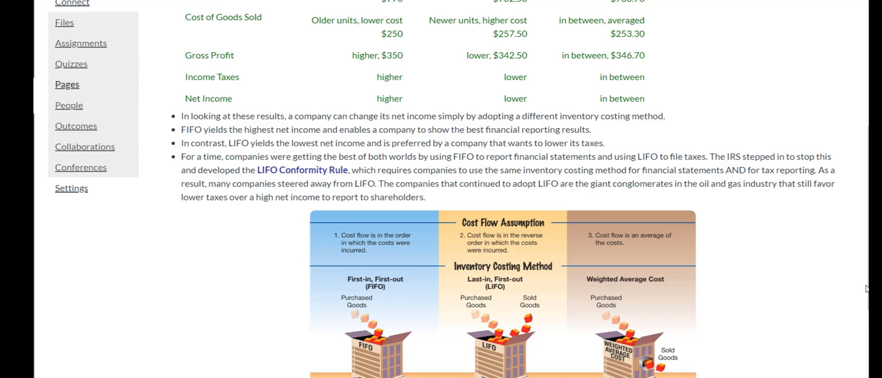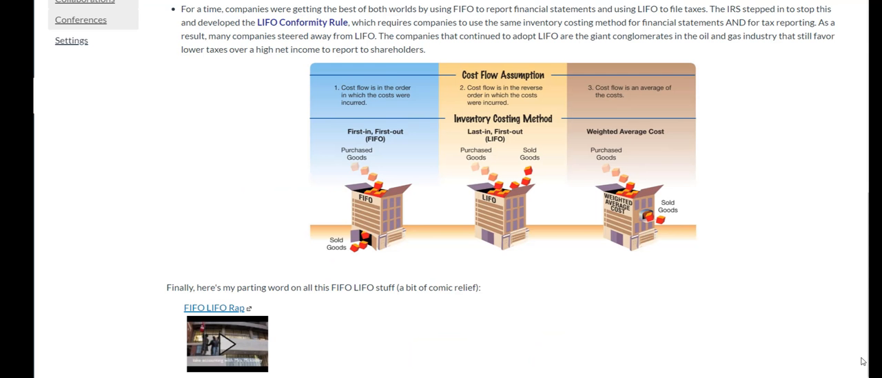An interesting note regarding LIFO is that this method of inventory costing is only prescribed under U.S. GAAP. LIFO is not permitted under International Financial Reporting Standards or IFRS. Other countries and other parts of the world don't use LIFO. Why then does the United States have LIFO when the rest of the world doesn't? Also, who uses LIFO? The answer resides in the oil and gas industry.